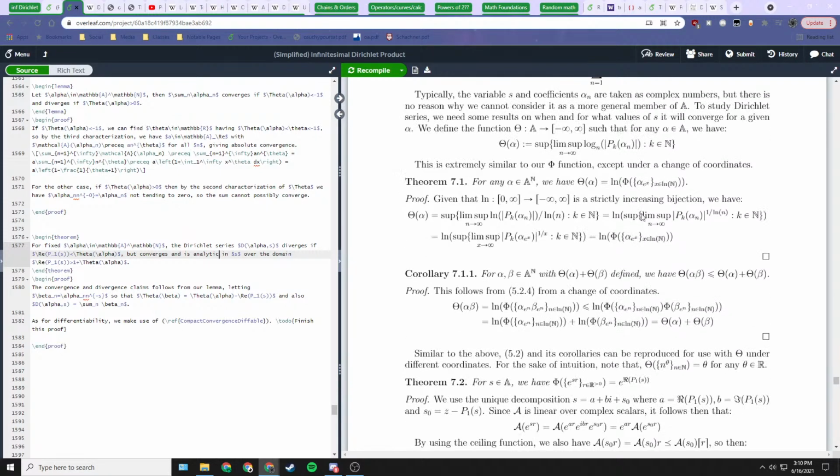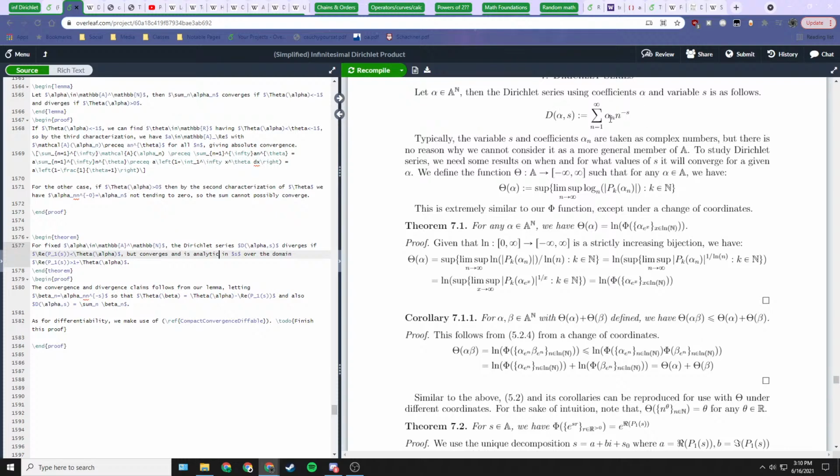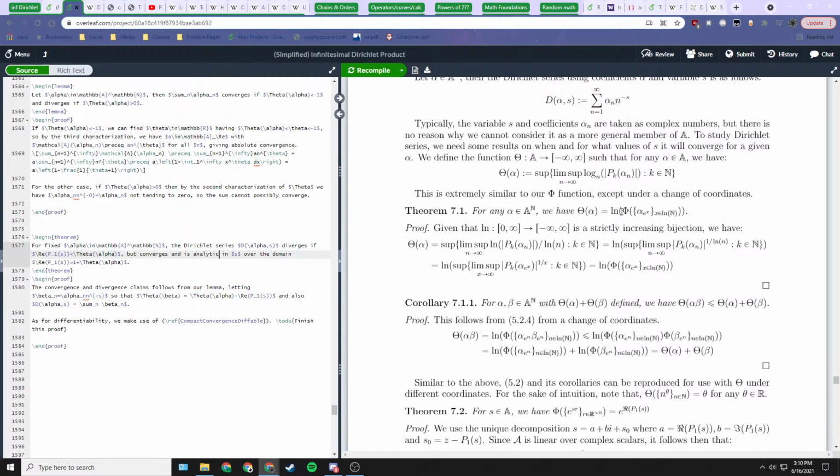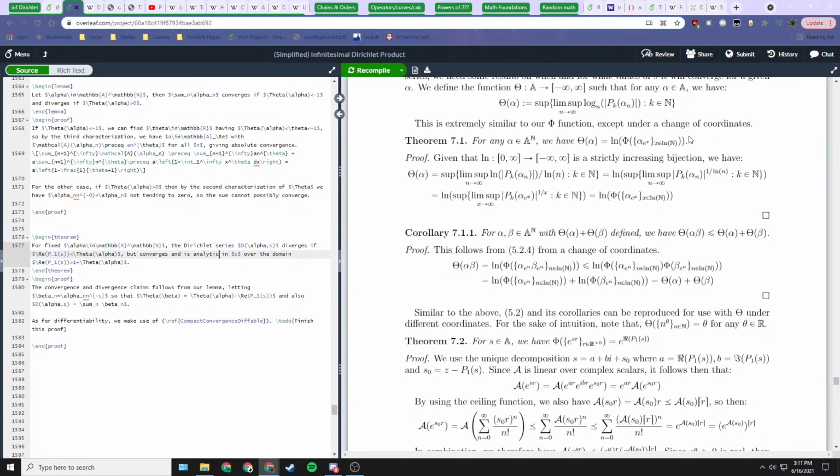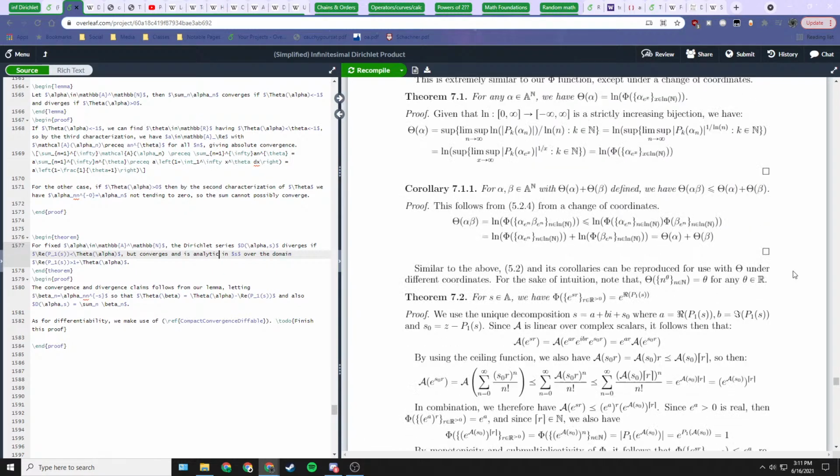So we had defined this theta function for use with Dirichlet series, and we had found this relationship between theta and phi, and we had shown that if we have two sequences where the sum of their theta values is defined, so that means we don't have an indeterminate form like infinity minus infinity, then the theta of their product is less than or equal to the sum of their theta values. This follows from the same property with phi, but instead of having the sum, we have a product. And the reason we go from a product to a sum is essentially because we have this log on the outside.